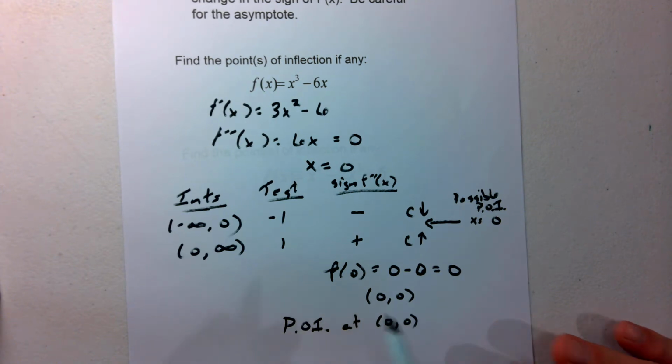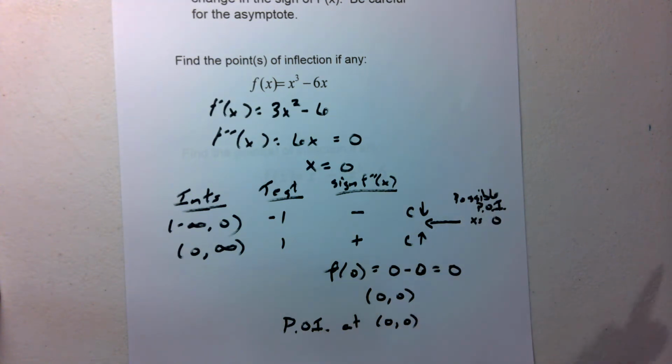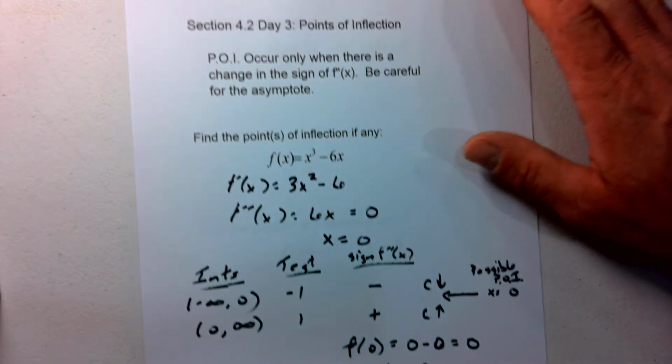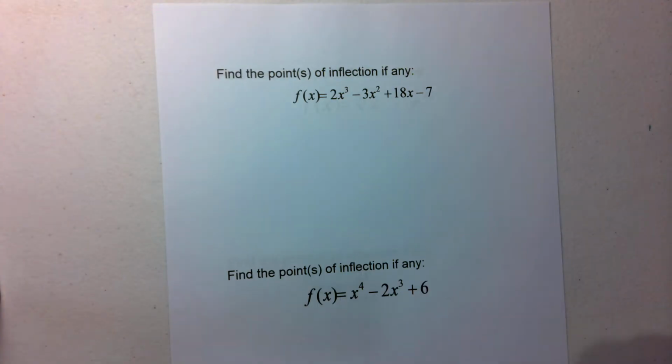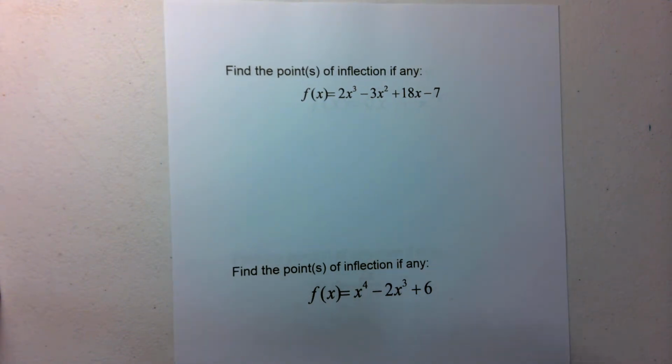So ultimately, we're not really doing a whole lot of new material today. We're just now classifying, is this an actual point of inflection? So we're taking it one step farther than we have for the last couple of days. So what I want to do is go ahead and look at a couple of polynomials and then maybe look at a rational and a radical if we have a little bit of time here.